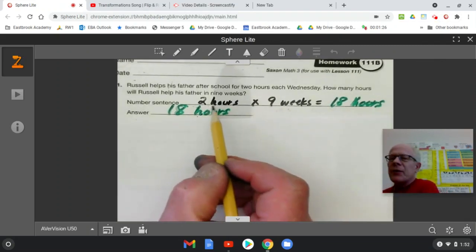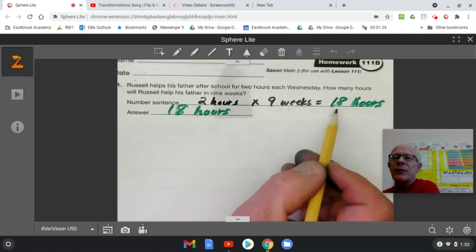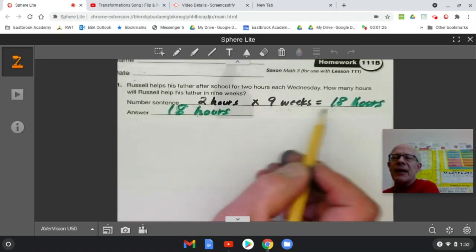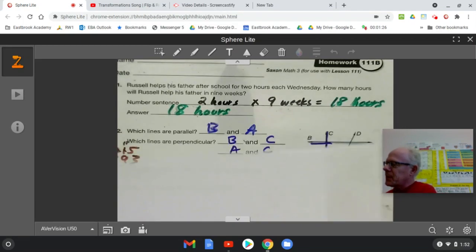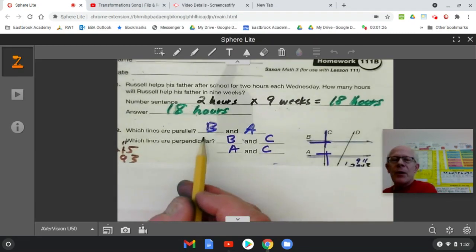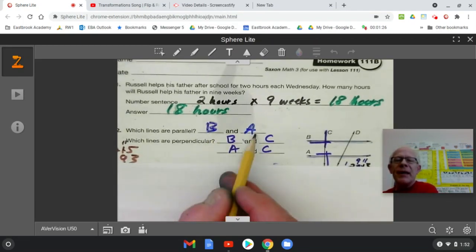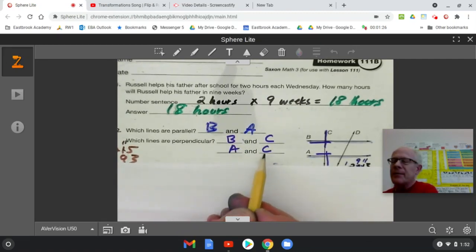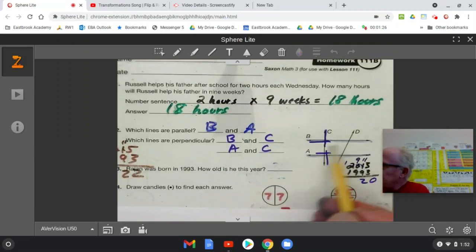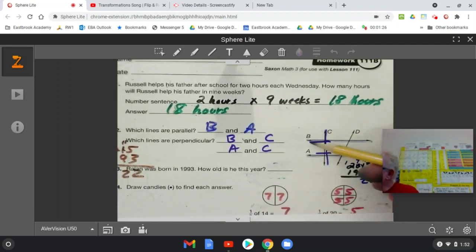This is 2 hours times 9 weeks would be 18. 2 times 9 is 18 hours. Next one. Which ones are parallel? B and A. Which ones are perpendicular? B and C and A and C. So B and A are parallel. The ones that are perpendicular are B and C right here, and A and C.